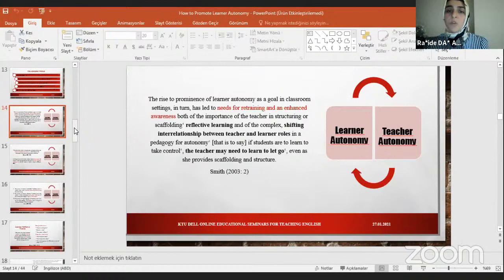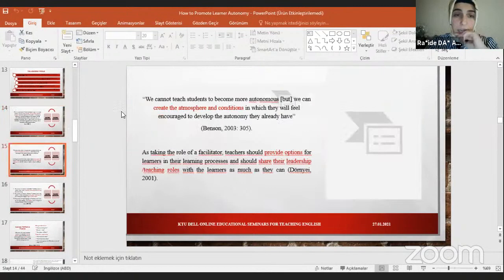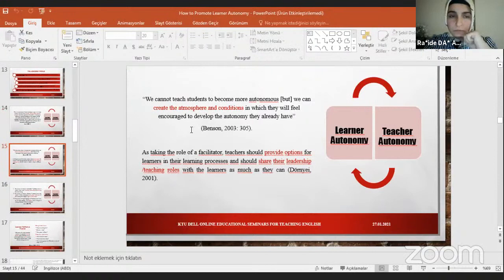So at the end, maybe it is something not easy for some of you, but the teacher may need to learn to let go. So you should share the roles, you should share the authority to control everything in the class, but you need to learn at first to let go so as to become an autonomous teacher. And as the literature says, as practitioners, we cannot teach our students. We cannot make them become autonomous, but we can create some atmosphere, some conditions in which they can feel encouraged to develop the autonomy. So creating some atmosphere necessary for their autonomous learning is necessary here.